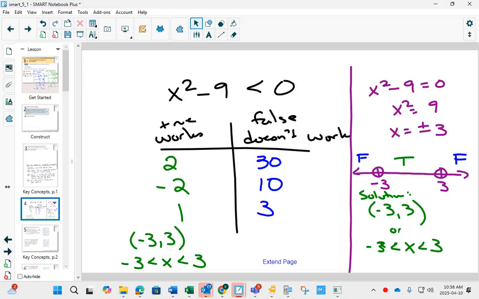Anytime it's in the middle like that, you always have to use less than signs, because -3 is less than x, and x is less than 3 means that x is in between those two.